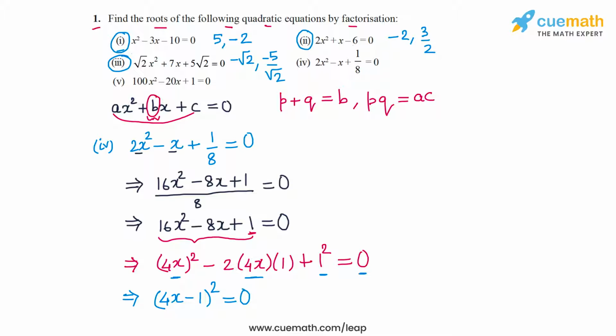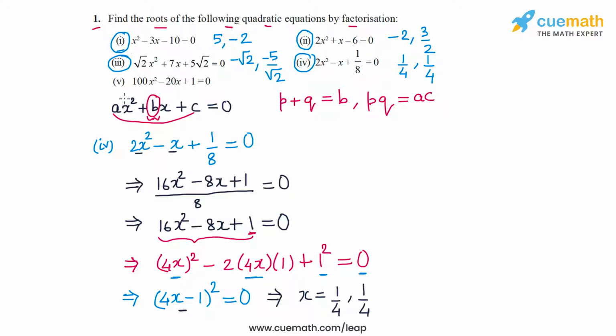So the two roots of this quadratic equation are actually identical, because the two linear factors of the quadratic are identical. So the two roots are x equal to 1 by 4 and x equal to 1 by 4, or we could say that the roots are identical. So let's write the roots here, 1 by 4 and 1 by 4. So that solves part 4.